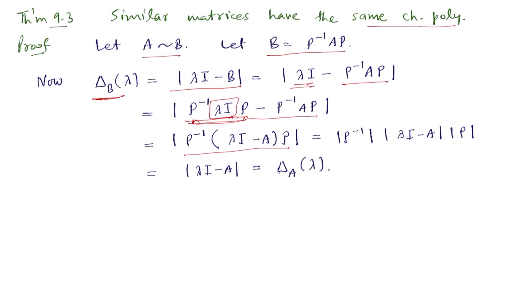Now we know that determinant of AB is equal to determinant of A multiplied by determinant of B. So this determinant is equal to determinant of P inverse, determinant of (lambda I minus A) and determinant of P. These are real numbers, so we can commute them. So P inverse cancels with this P. So we are left with determinant of (lambda I minus A), and this is nothing but the characteristic polynomial of A. So these two are equal. So similar matrices have the same characteristic polynomial.